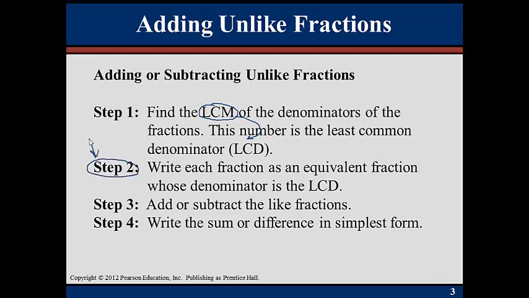Step 2 is the most important step. And once we go through all of the steps, we have examples so we can see what step 2 is really telling us to do. Then in step 3, we're going to add or subtract like fractions. Remember how you add and subtract fractions? Add the tops together and then keep the bottom the same. So A over C plus B over C. Keep the C in the bottom and then add the two top numbers together. And then step 4, you're going to write the sum or difference in simplest form.